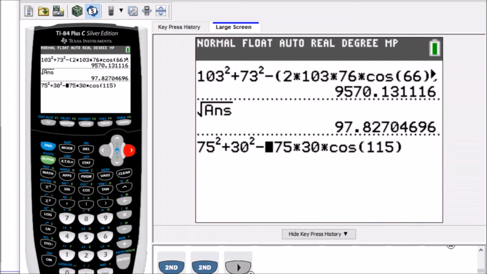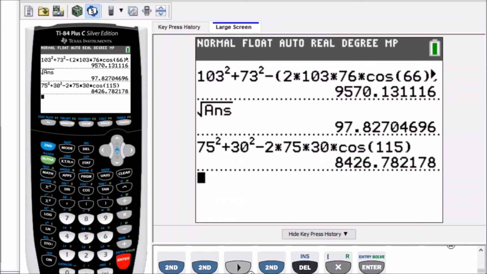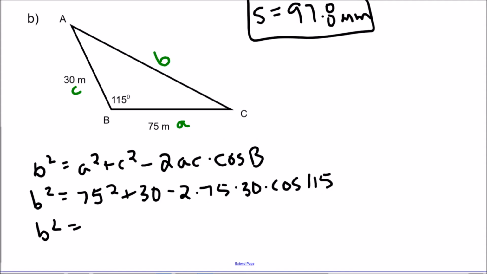Times the cosine of 115 before it's subtracting that from anything. There we go. So 8,426.78.